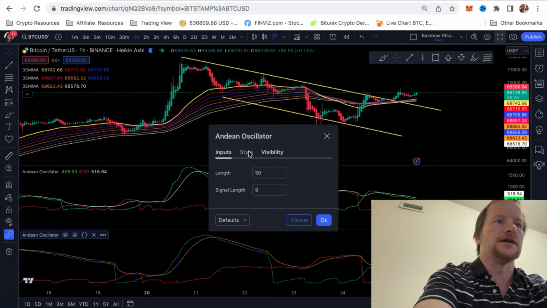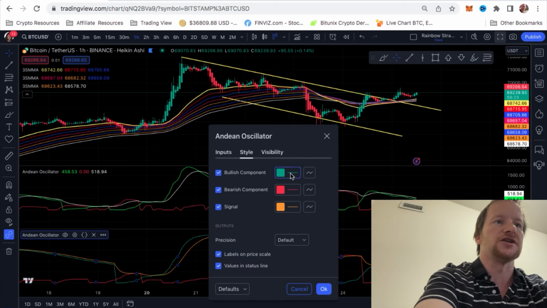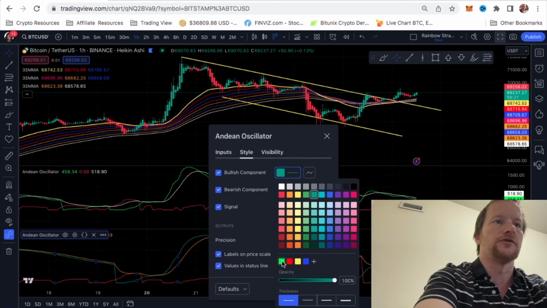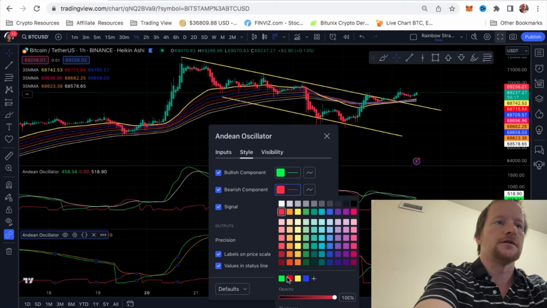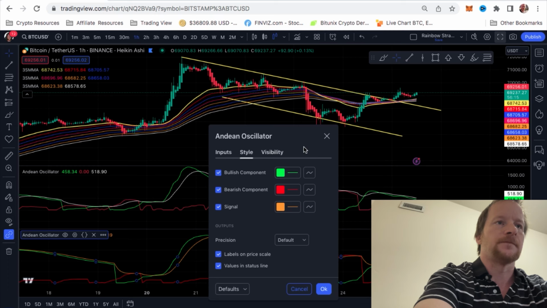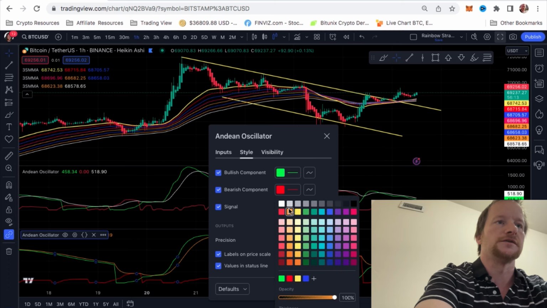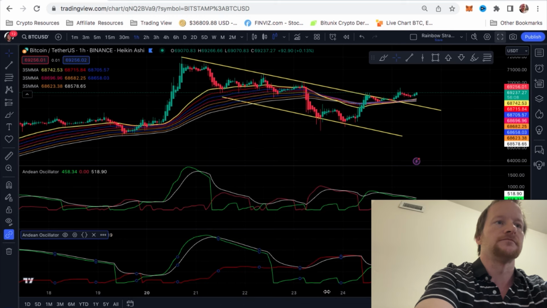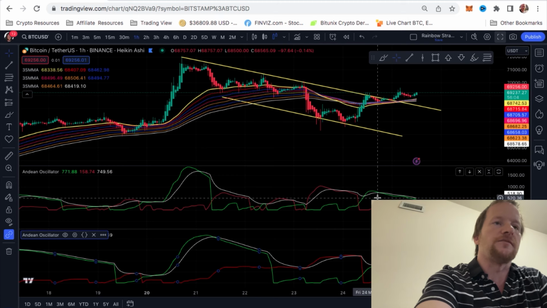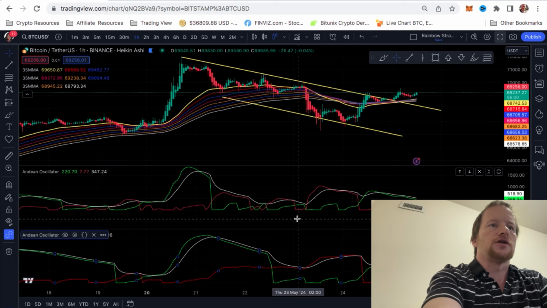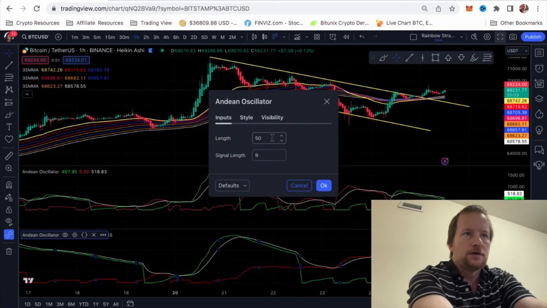And what I did in previous videos was I changed my colors to green and red, and I made the signal line white. I basically said the signal line is like the finish line. The one on the bottom here is the original. The one at the top is the one with the changed settings. So we're going to look at both.